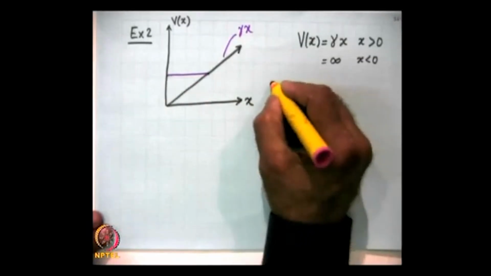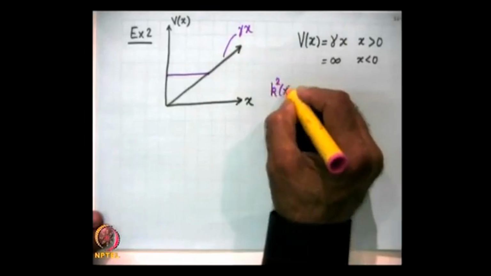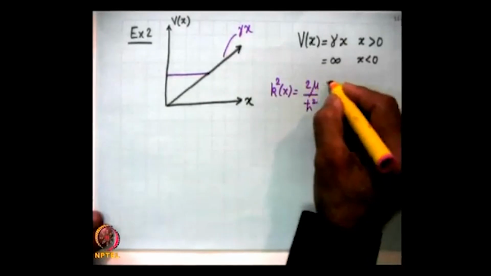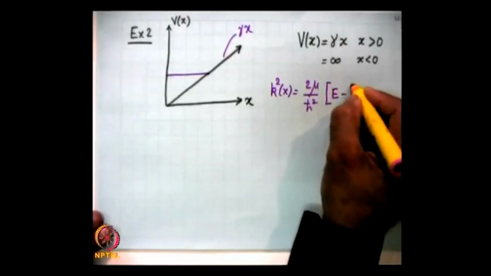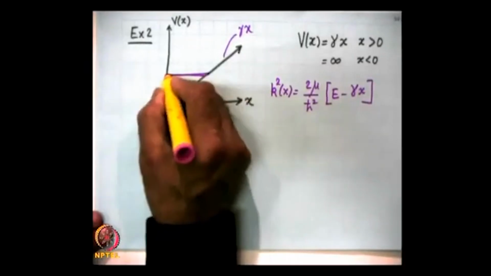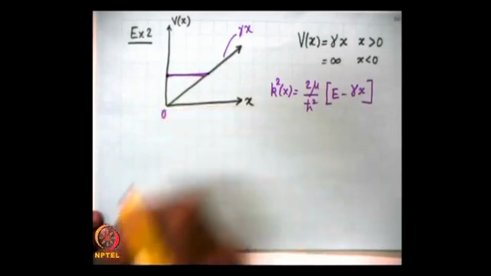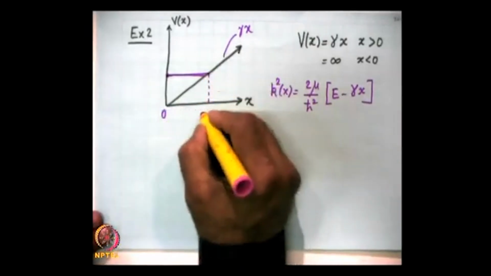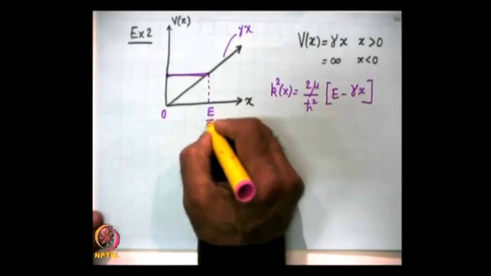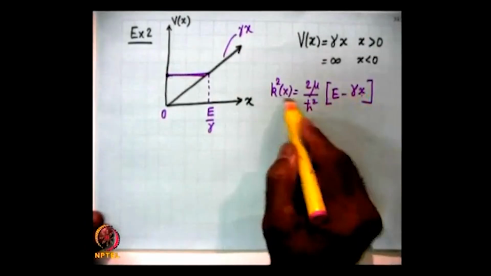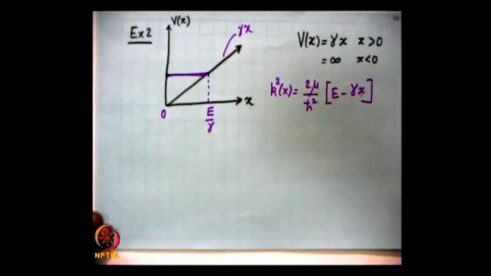So my k square of x will be 2 mu by h cross square, E minus gamma x. So one turning point is at x is equal to 0 and the other turning point is at x is equal to E by gamma. I hope this is clear. At x is equal to E by gamma, k square of x is 0. And let me solve this.